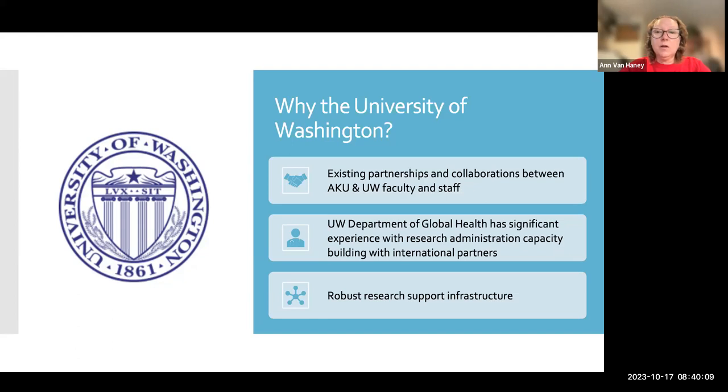Also, our Department of Global Health has a lot of experience with building up research administration capacity with different partners we've worked with throughout the world. So we had a lot of experience and training resources that we could already just have ready to go for this project. And the University of Washington itself has a really great research infrastructure. We have our Office of Sponsored Programs, grant and contract accounting, and so many other teams that have resources that would be something that AKU could look at and draw on.